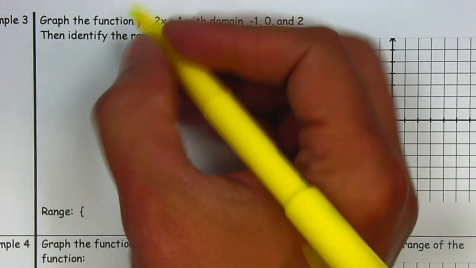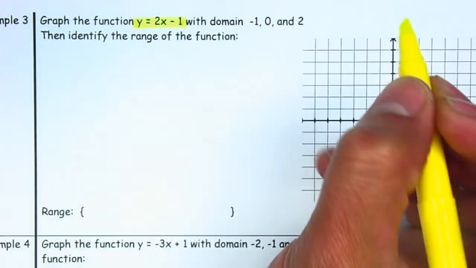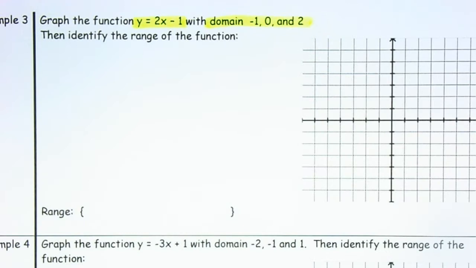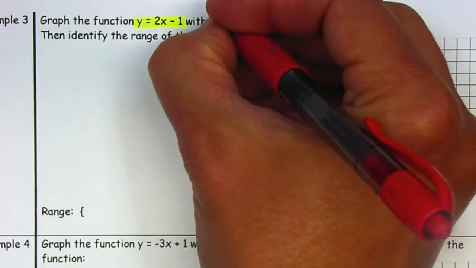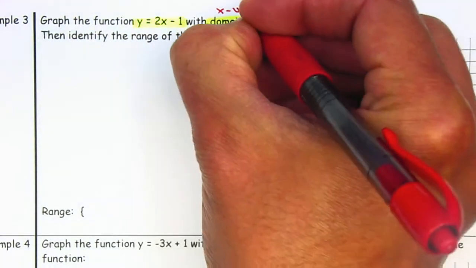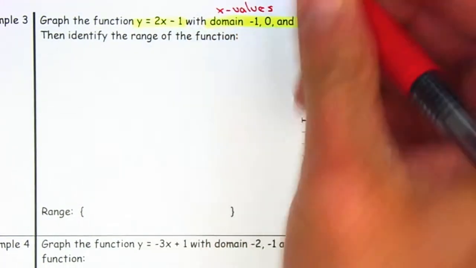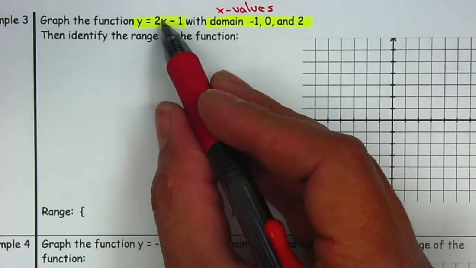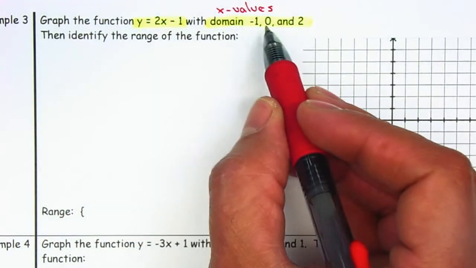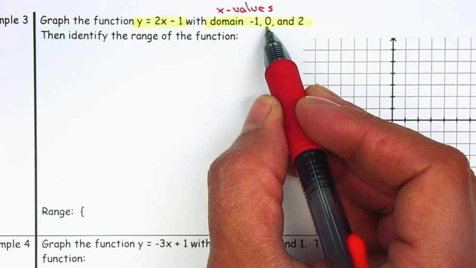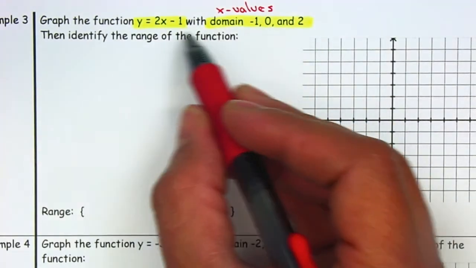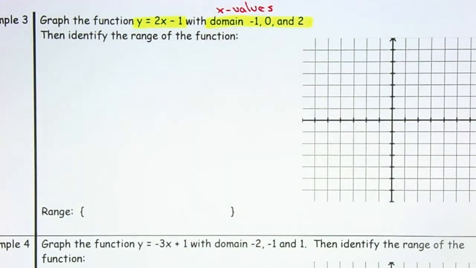So I need to be able to graph the function, and then for the domain -1, 0, and 2. Now remember, the domain are the x values. So I'm going to let x equal to -1. I'm going to plug it in, and that'll give me a y value. I'm going to plug in a 0 for the x, and I'm going to get a y value. I'm going to plug in a 2 for the x, and that'll give me a y value.